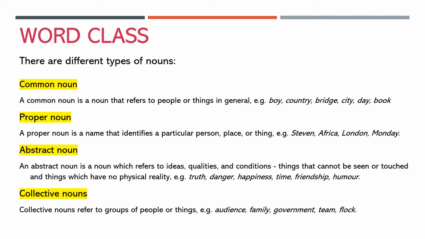And then lastly, collective nouns. Now think about having a collection of something means you have more than one. Collective nouns refer to groups of people or things. So examples: audience, family, government, team, and that great word we looked at this year, flock. Think about a flock of geese. Okay, so you're thinking of a group.